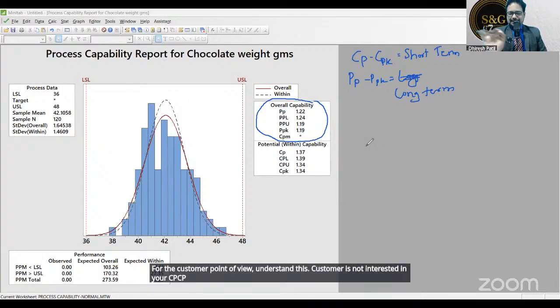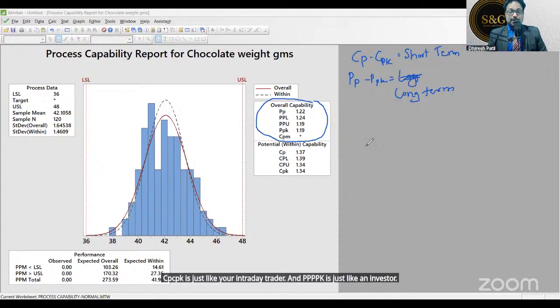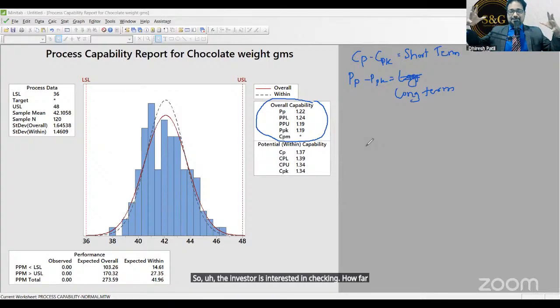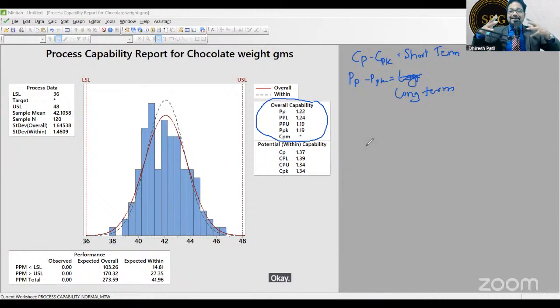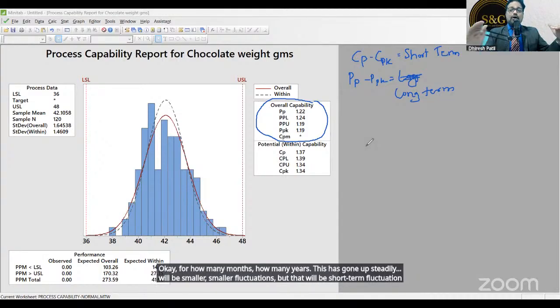So it looks like this. CPK is just like your intraday trader, and PPK is just like an investor. So the investor is seeing the long-term potential of this. The investor is interested in checking how far this stock or this company has performed, for how many months, how many years it has gone up steadily. There will be smaller fluctuations, but those will be short-term fluctuations over the longer period of time.